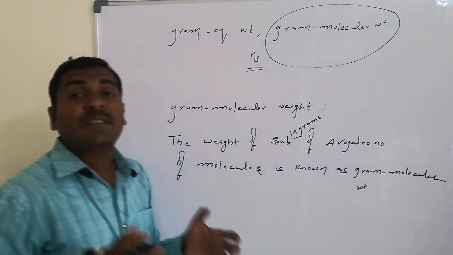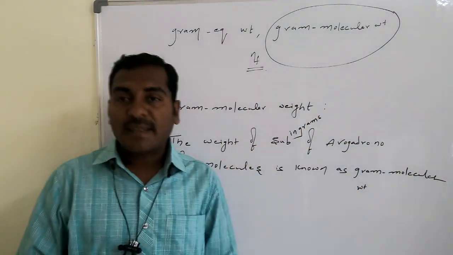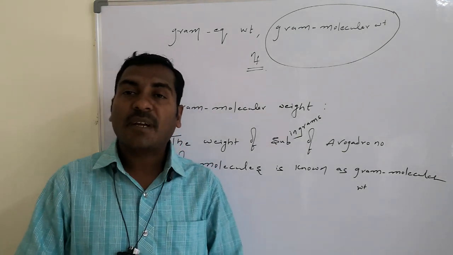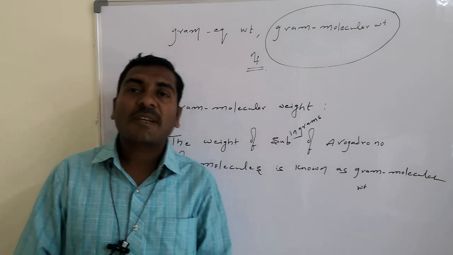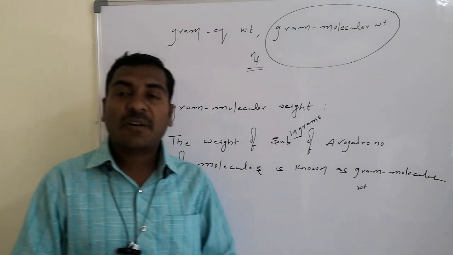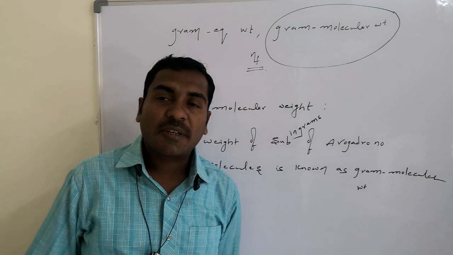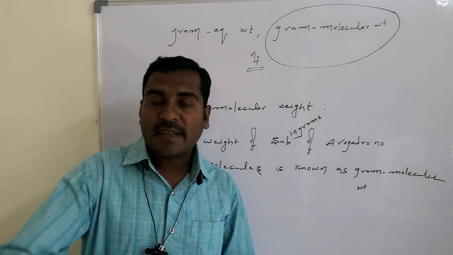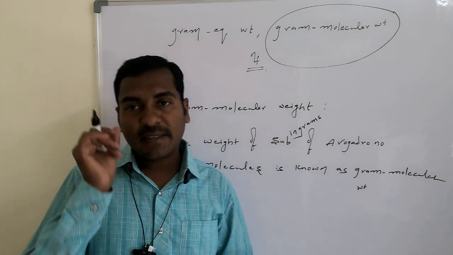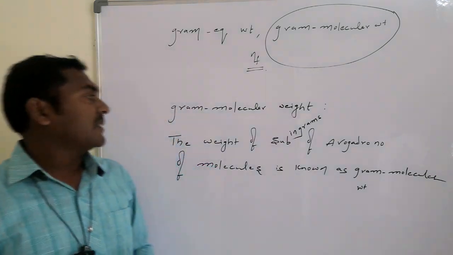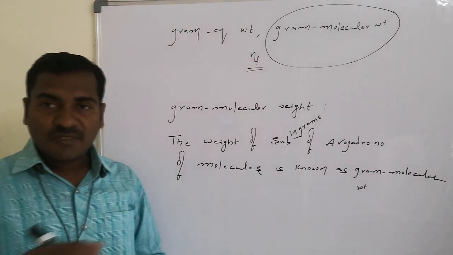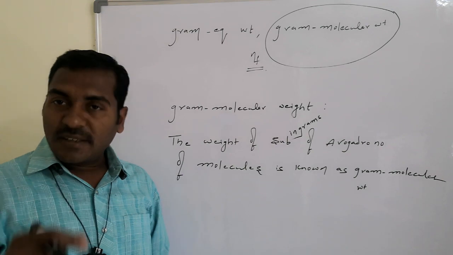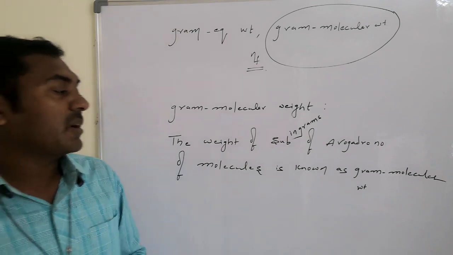Whatever substance we are taking, for that molecule we have to take Avogadro number. Avogadro number is 6.023 into 10 raised to 23. If that many molecules are taken and the corresponding weight is calculated, that weight is said to be gram molecular weight. That is, the weight in grams of Avogadro number of molecules of the given substance is its gram molecular weight.